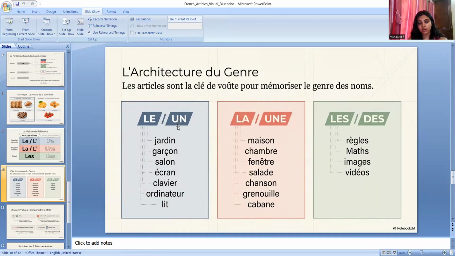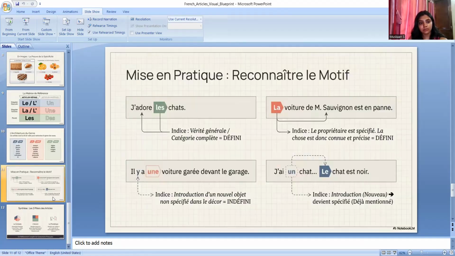So le jardin, or you can say un jardin. If it is specified, then you can use le. Not specified, then un. Jardin, garçon, salon, écran, clavier, ordinateur, lit. So these are all masculine, so we will be using le or un. Then second is la, une: maison, chambre, fenêtre, salade, chanson, grenouille, cabane. Now these are feminine words, so using la or une. Les et des for plural. Règle, math, image, vidéo. I hope you have understood till now.